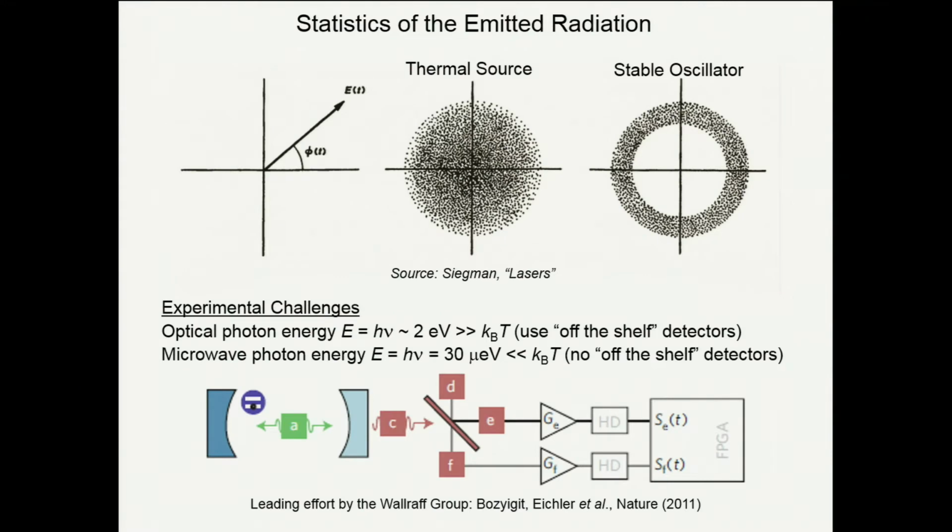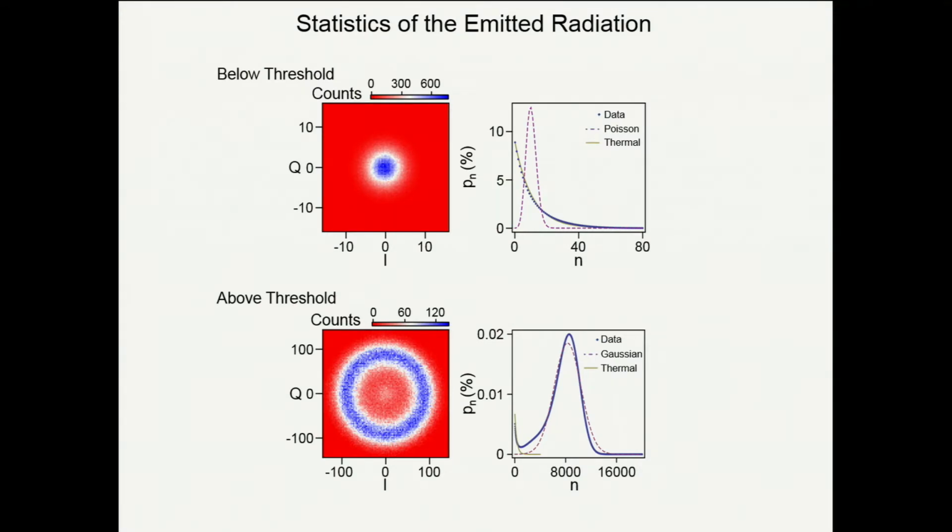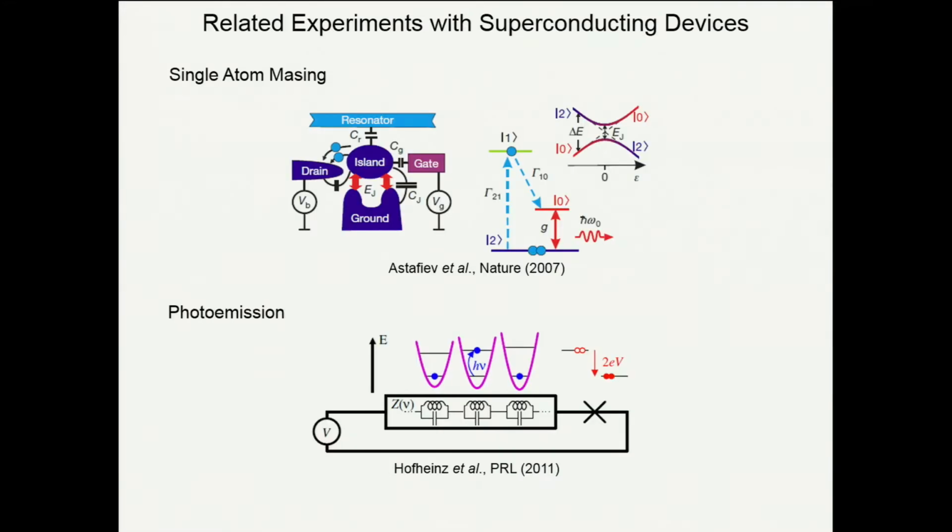And so looking at this picture from Siegmund's book, this is what you expect for a maser. This is what you expect for a thermal source. And you can see that we can actually drive the system across threshold and make a maser that's driven by these one-by-one tunneling events. Question?